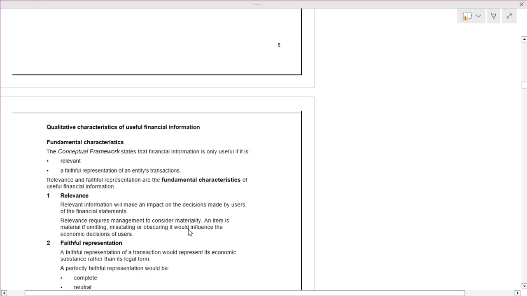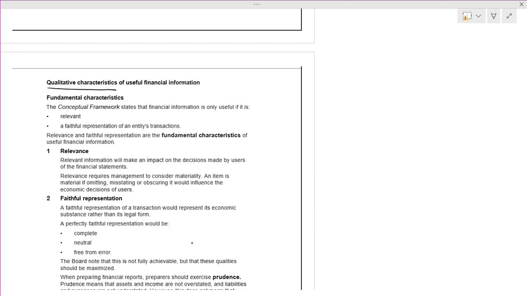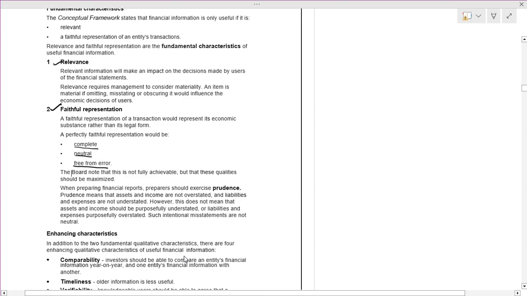Now, when you are talking about the qualitative part, have you done this? I am not going to take much time on that. It has to be relevant. It has to be faithful. Faithful consists of being complete. It has to be neutral. It has to be free from error. Now, we are using the concept of prudence. When we are talking about prudence, we have to be more conservative.